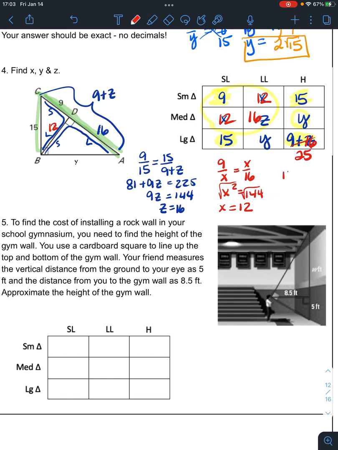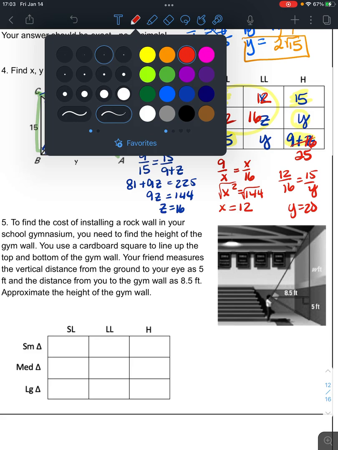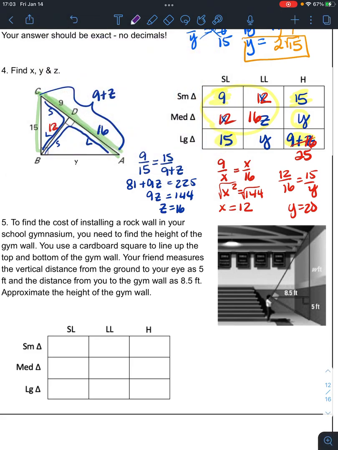And now I can find y, and there are any number of ways you can find y. One way that I see just right here set up for me that makes it easy is 12 over 16 is equal to 15 over y. And we get that y is 20. Now, you do have a couple of options. Maybe you didn't see it, or maybe you did.